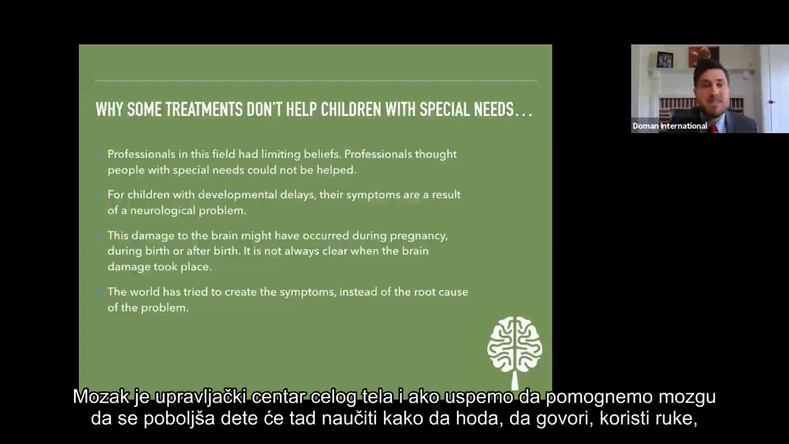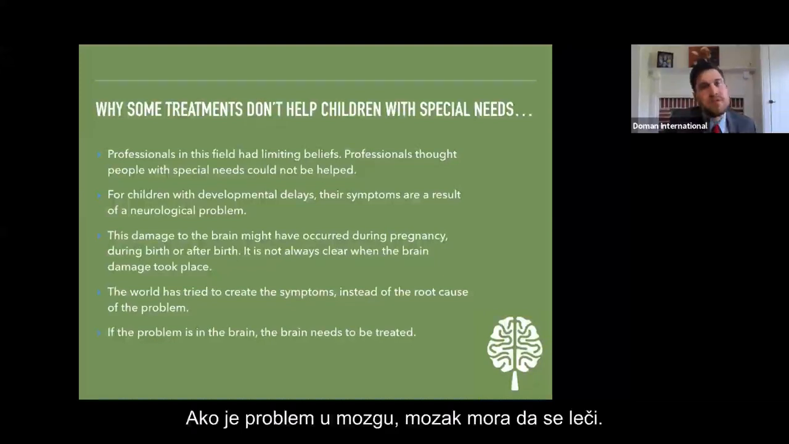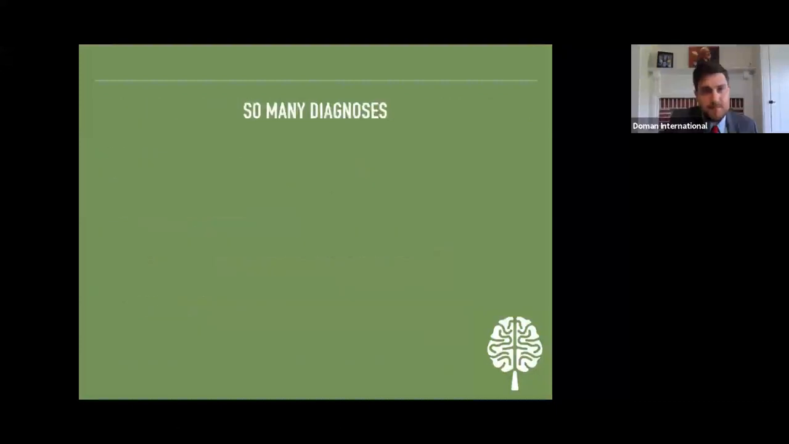The brain is the body's command center, right? So if we can help the brain improve, then all of a sudden the child can learn how to walk, they can learn how to talk, they can learn how to use their hands, because you're treating the root cause rather than the symptoms. If the problem is in the brain, the brain needs to be treated. If we treat the symptoms, we will never fix the source of the problem.